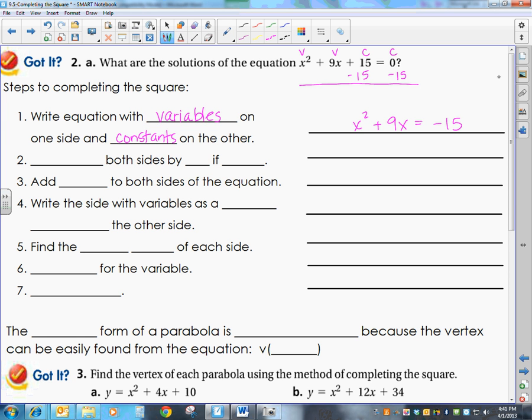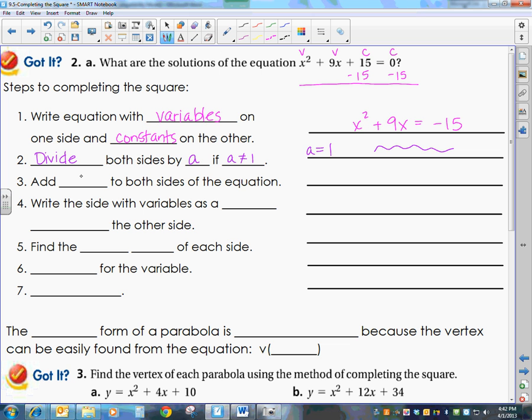Okay? Now, our second step is to divide both sides by a if a does not equal 1. So I'm going to say, well, what does a equal? A is the coefficient of our x squared term. So a is equal to 1, so I don't have to divide. You can write the problem over again or just leave it as is.